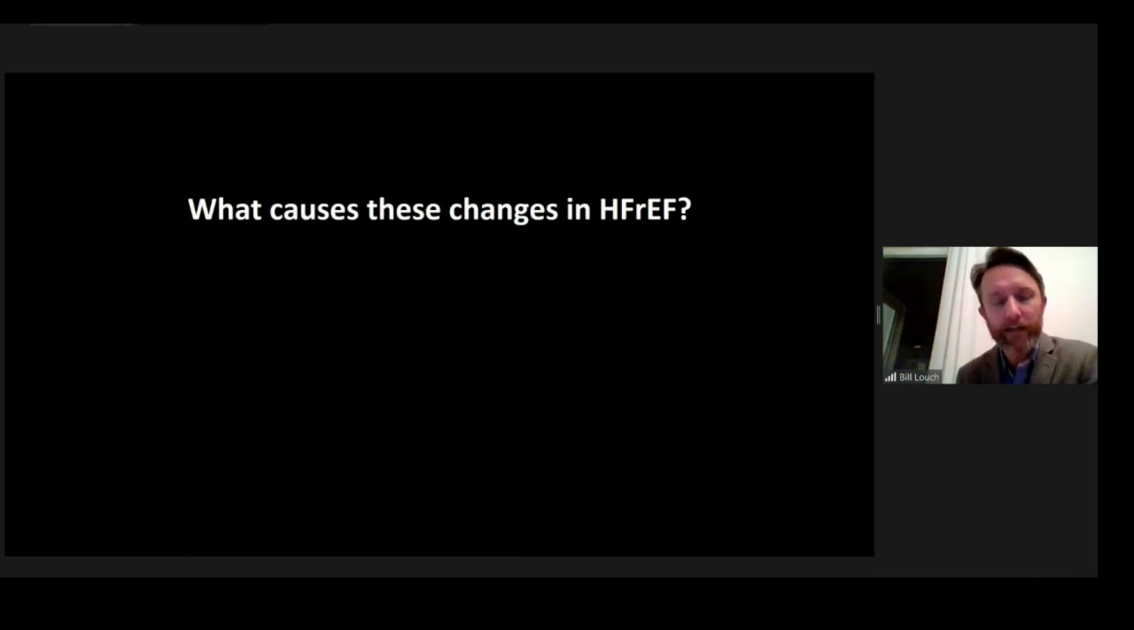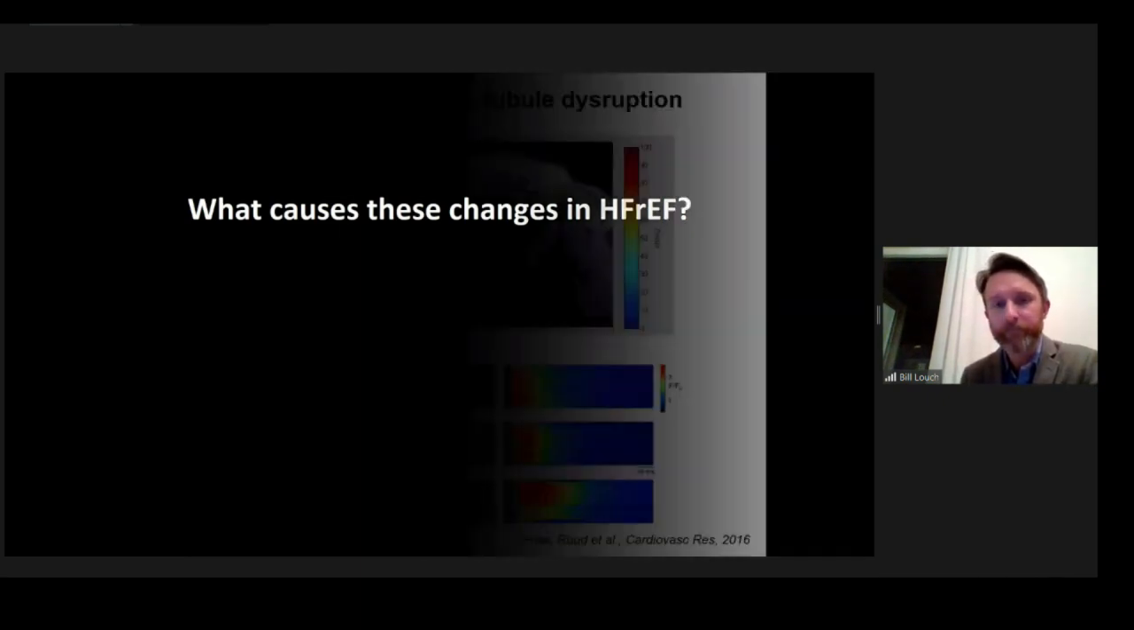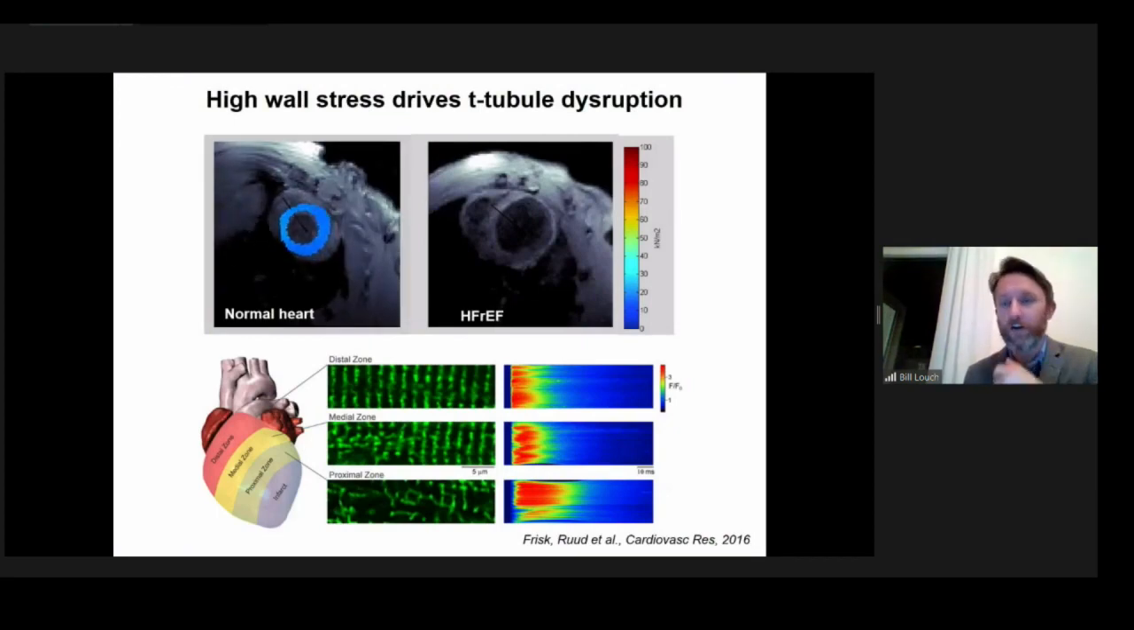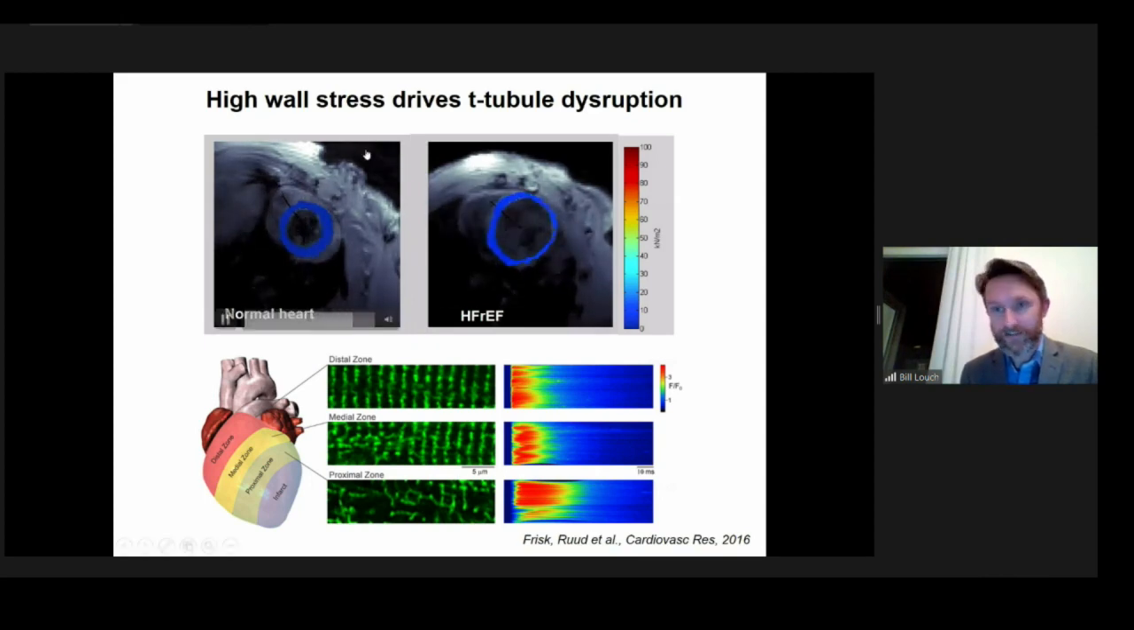So just quickly, I'd like to say what we think causes some of these changes in HFrEF. Now, it's been widely known that there's a high workload placed on the heart during HFrEF. And we measured this looking at the wall stress. And in the normal heart, we looked with MRI and blood pressure measurements, and we could estimate the wall stress across the left ventricle. We saw that it was very low in the normal heart, but in HFrEF, we could see that it was higher.